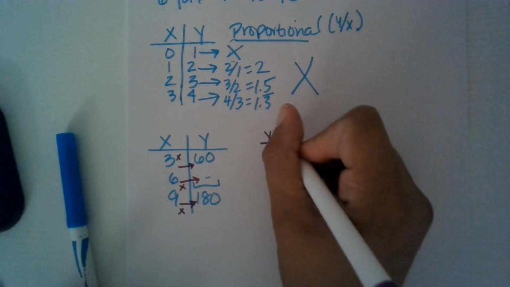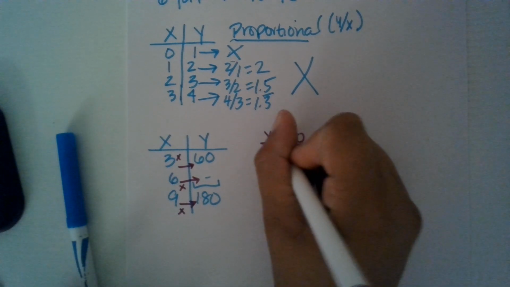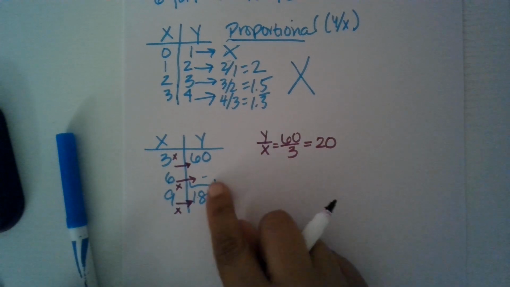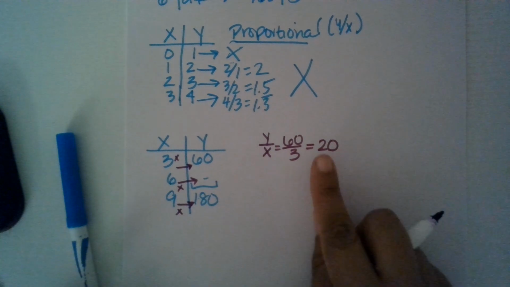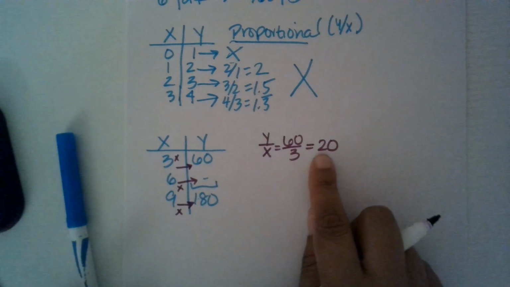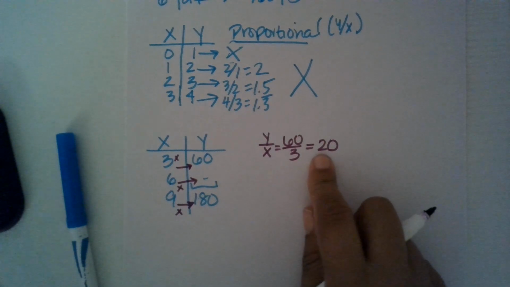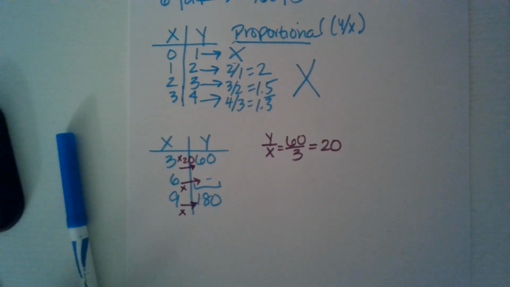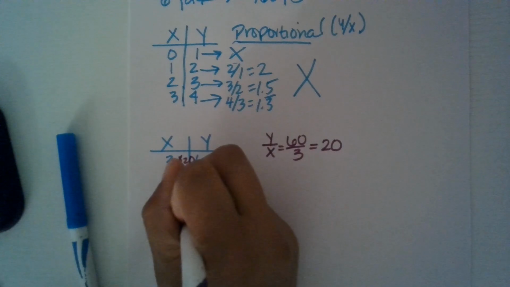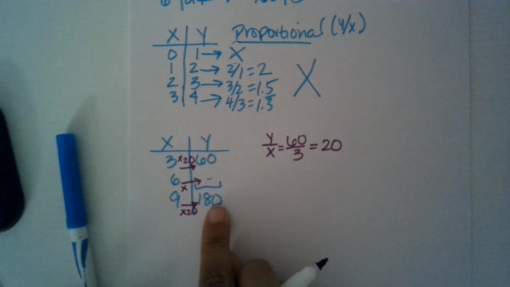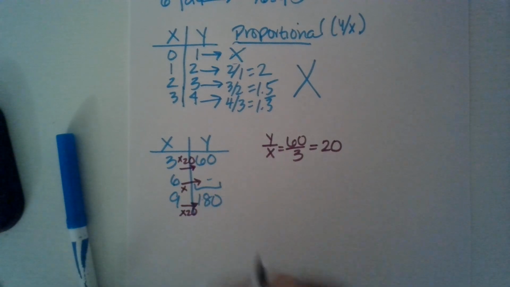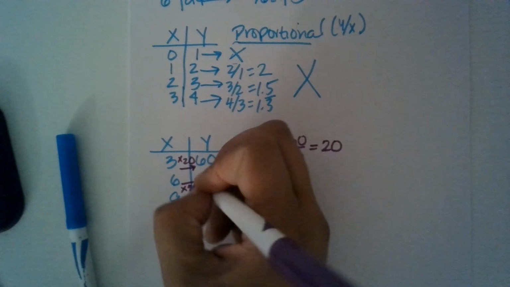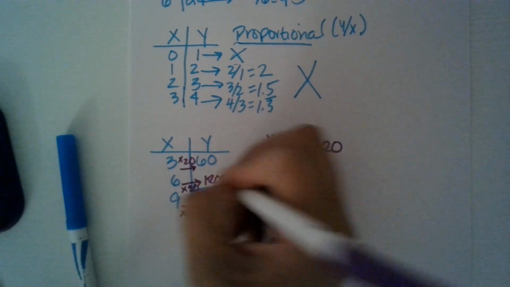So let's do 60 over 3. Now 60 divided by 3, you get 20. Meaning 20 does not go here. 20 is the pattern you're looking for. 20 is the magic number you have to use. So that means 3 times 20 made 60, and 9 times 20 made 180. So to fill in the blank, you need to take 6 times 20, and you should have gotten 120.